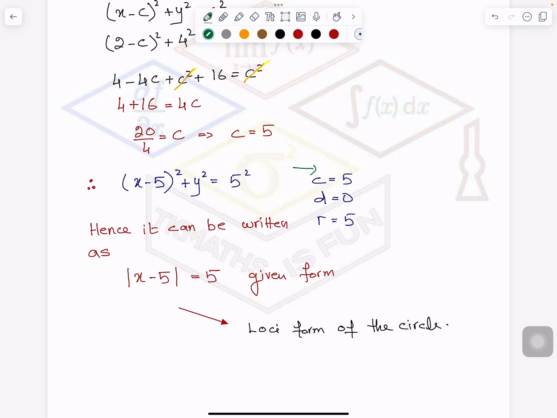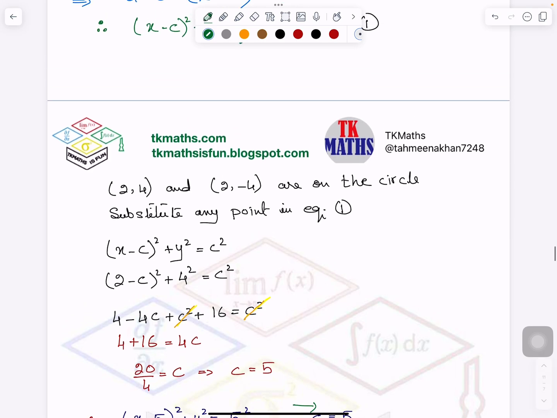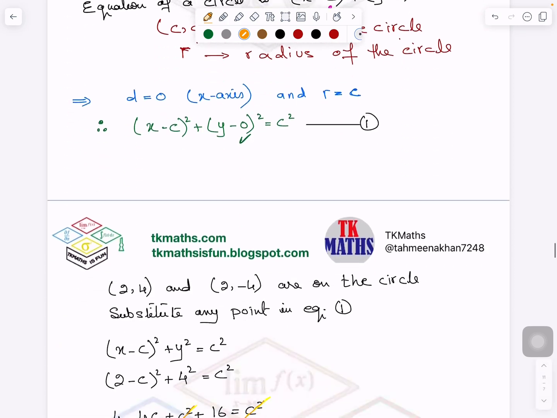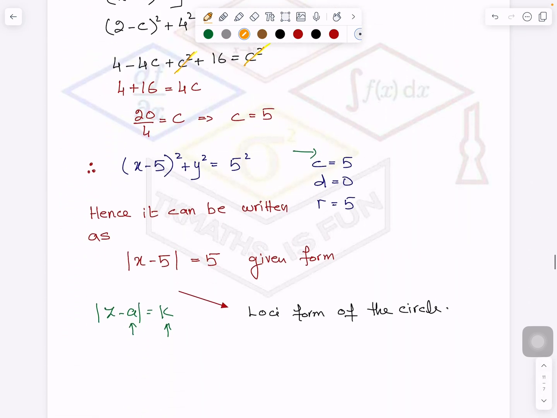So now this can be written as modulus of z minus 5 equals 5. Because what was the question saying? Modulus of z minus A equals K. So my K value and A value are the same. It is 5. And how do we know that? I just explained here that the radius of the circle and the x value of the center of the circle are the same. So this is how you will get this form.